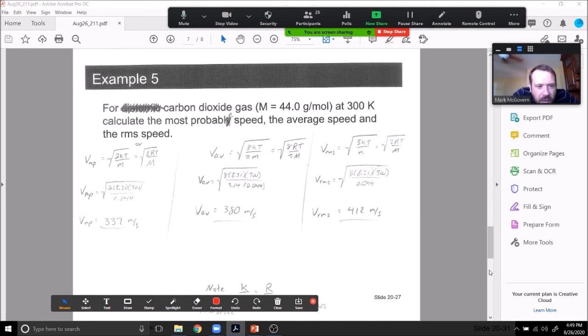Okay, here we go. 2 kT over m is the most probable speed. Okay. The average speed. You know what I'm thinking about? I don't think I covered average speed. I don't think I actually covered it.